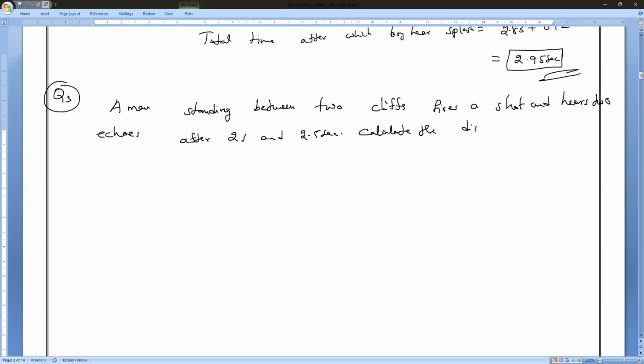Calculate the distance between the two cliffs. Very, very important question. Speed of sound is 344 meters per second. Please solve, everyone. Try at least. You can give me an idea.